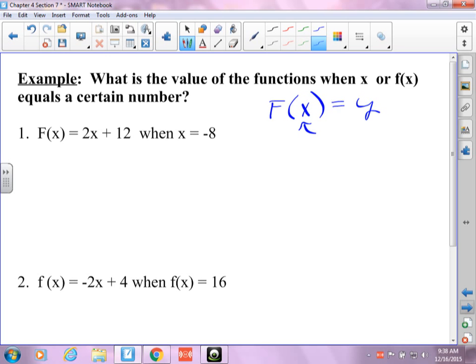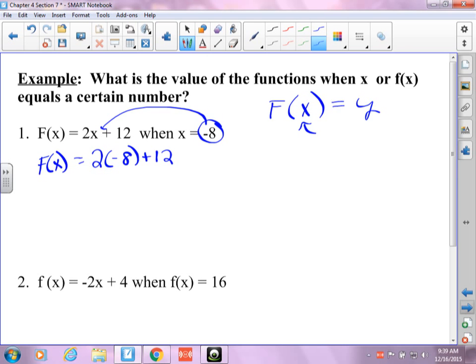Okay? So when we get something like this, you'll see it says f of x equals 2x plus 12 when x is negative 8. So what we're going to do is we're going to go equals 2, and we're going to take out the x, and we're going to put in the negative 8. So we're going to take that, and we're going to plug it in there. I'm going to leave the f of x alone, and I'm just going to bring it down. f of x is kind of like the answer.